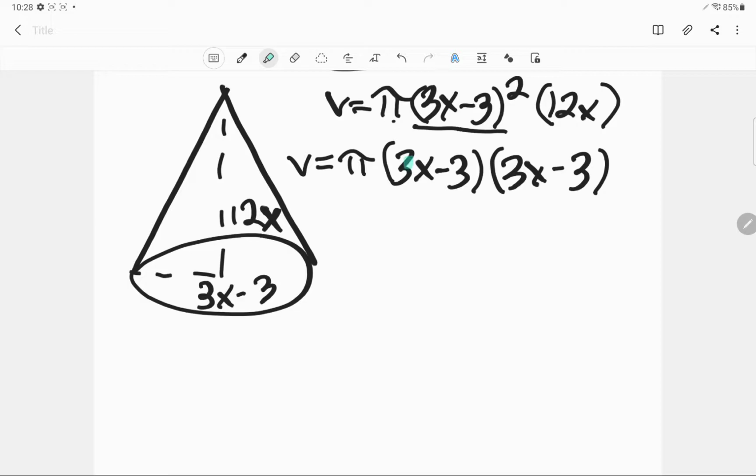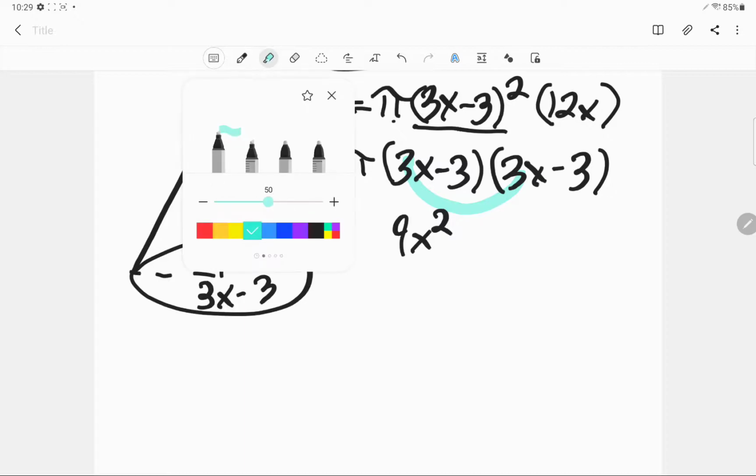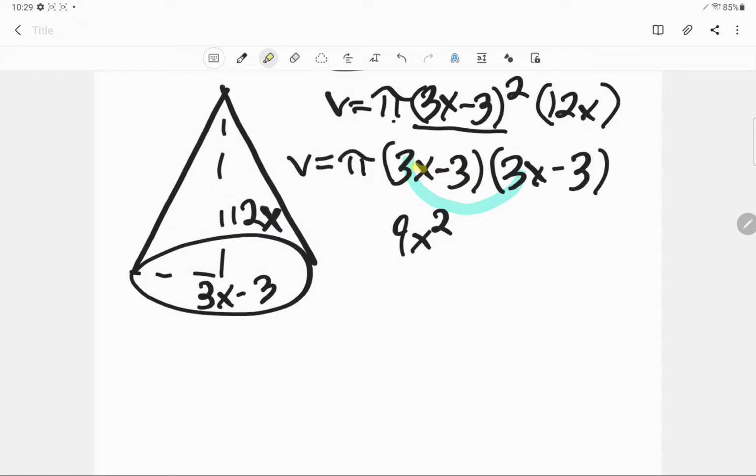So what you're going to do, you're going to grab 3x and multiply by 3x. So 3x times 3x is going to give me, again, 9x squared. Now I'm going to grab the 3x, and I'm going to multiply that by the negative 3. That's going to give me a negative 9x.